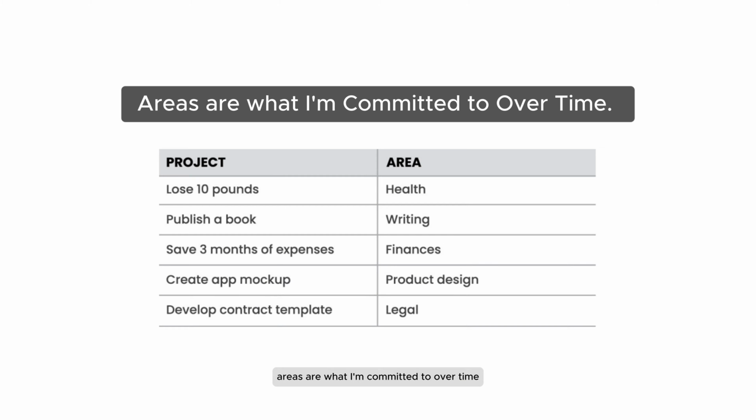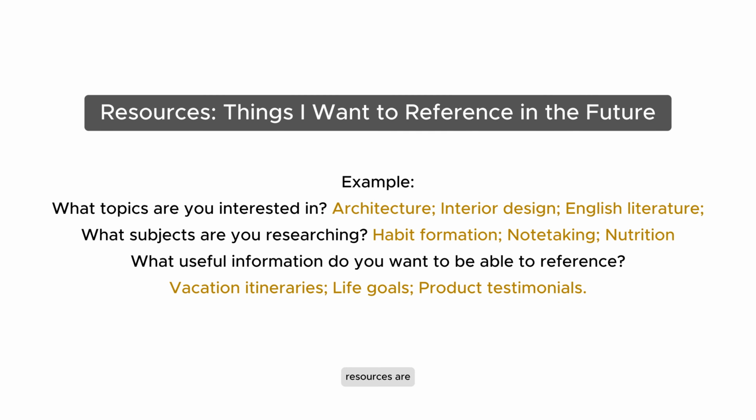Areas are what I'm committed to over time. It's something that we will have to think about and manage in one way or another for as long as we live. It doesn't have a final objective. Resources are the things I want to reference in the future. For example, what topics are you interested in? Whether it is architecture, interior design, or English literature.